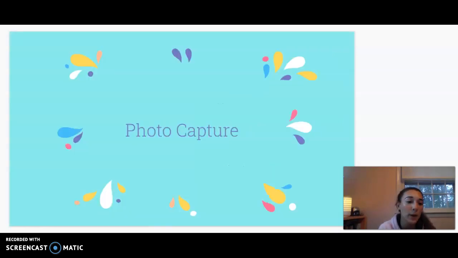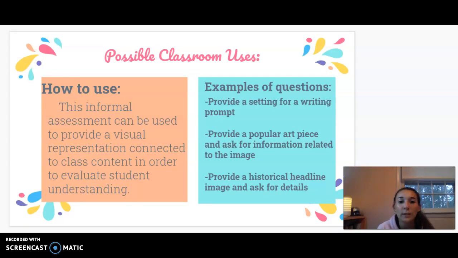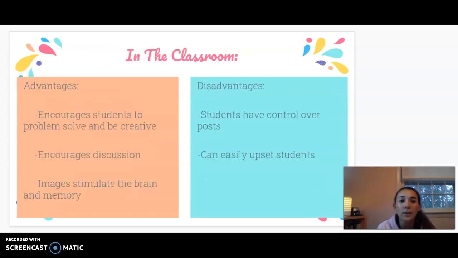All right, photo capture. Photo capture is this idea that the informal assessment can be used to provide a visual representation connected to the class content in order to evaluate the students' understanding. Some examples: provide a setting for a writing prompt, provide a popular art piece and ask for information related to the image, provide a historical headline or image and ask for details such as a newspaper article or a magazine cover. So some advantages: it encourages students to problem solve and be creative. It encourages discussion among other students, and the images can be used to stimulate the brain as far as making connections for memory.